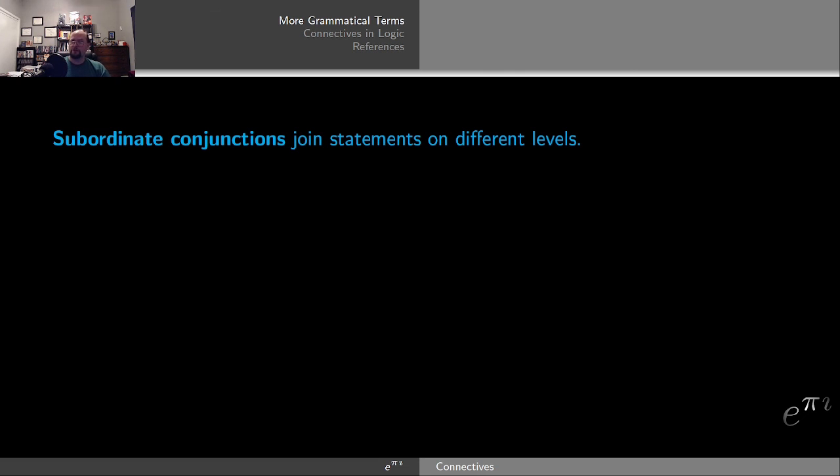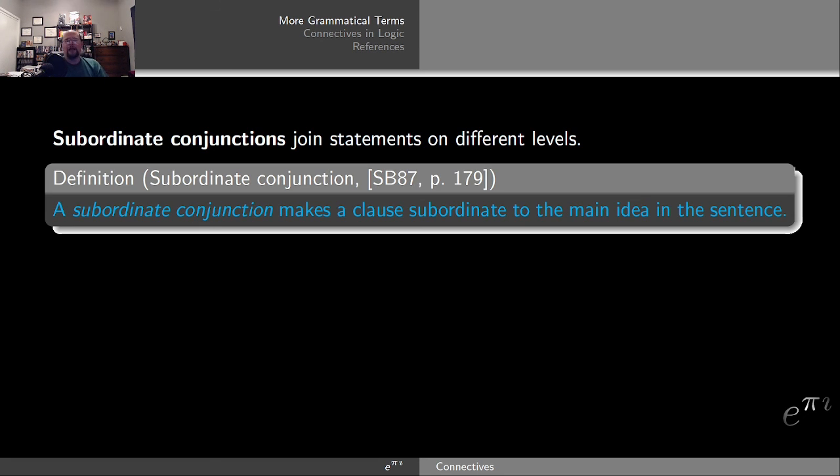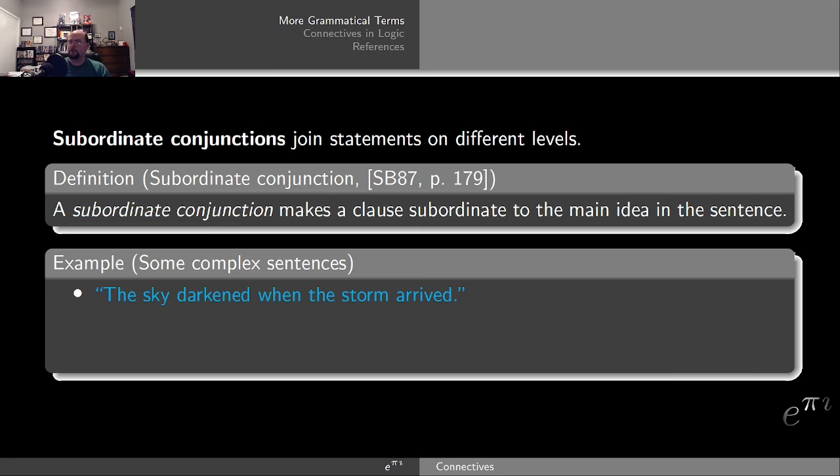Subordinate conjunctions, on the other hand, join statements that are on different levels. To be precise, a subordinate conjunction makes a clause subordinate to the main idea in the sentence. So for instance, the sky darkened when the storm arrived. The main thrust here is that the sky darkened. The when the storm arrived, however, is describing when the sky darkened. It's giving temporal information about the sky darkening, as well as possibly a cause, the storm rolling in causing the sky to darken.